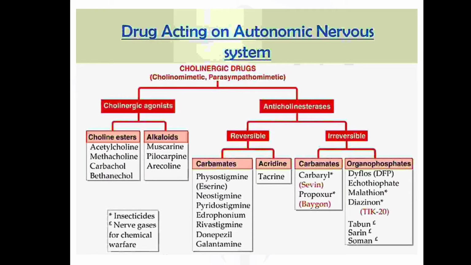So this is a classification of the cholinergic drugs. They are mainly divided into cholinergic agonists and anticholinesterases, which are also known as cholinergic antagonists. Cholinergic agonists are further subdivided into choline esters and alkaloids. Choline esters include the drugs acetylcholine, methacholine, carbachol, and bethanechol. The drugs that come under alkaloids are muscarine, pilocarpine, and arecoline. In this particular video, we will be studying choline esters completely, and the alkaloids will be covered in the next video.